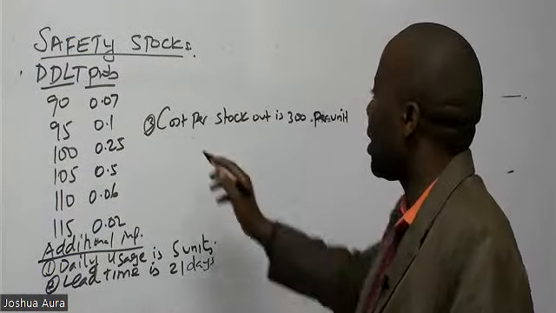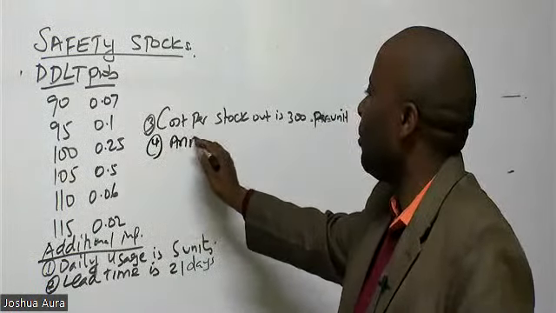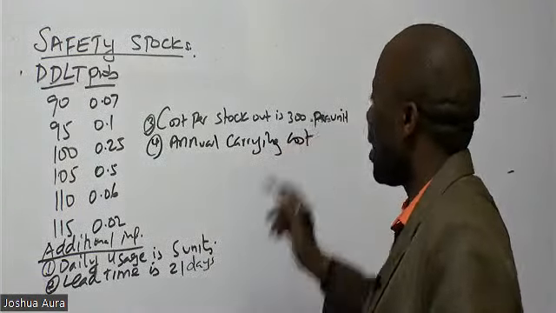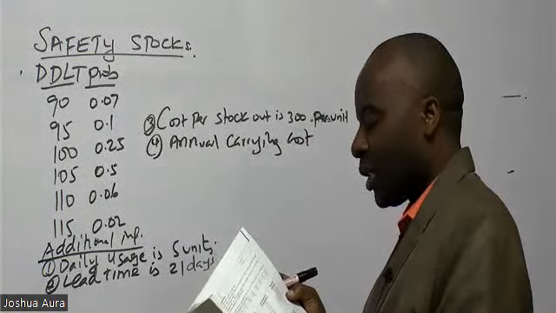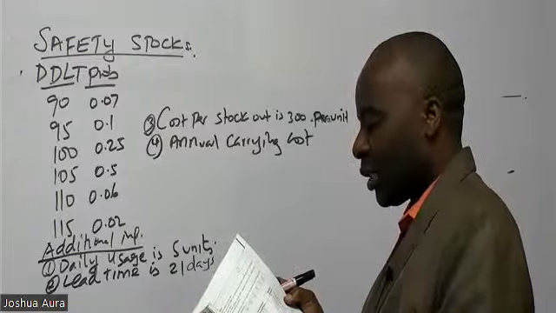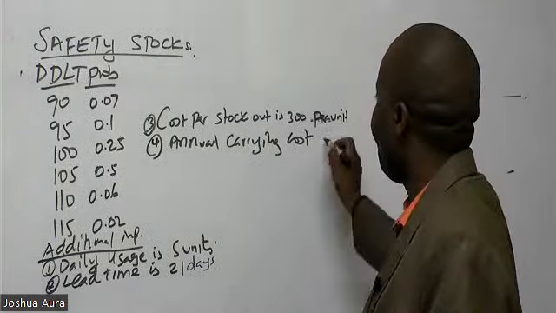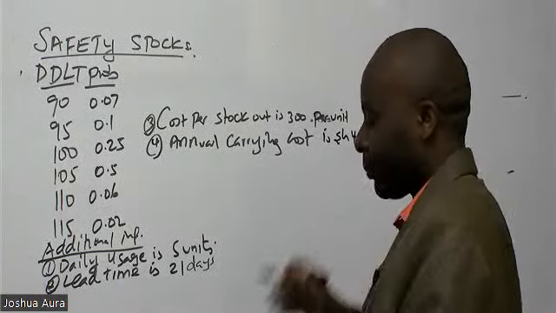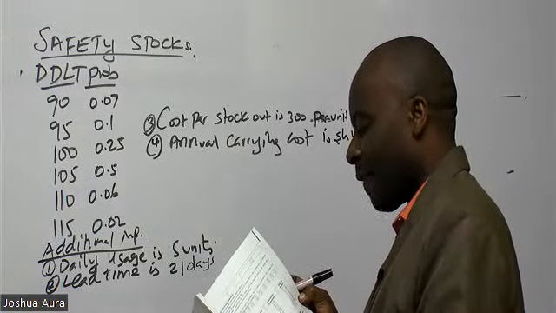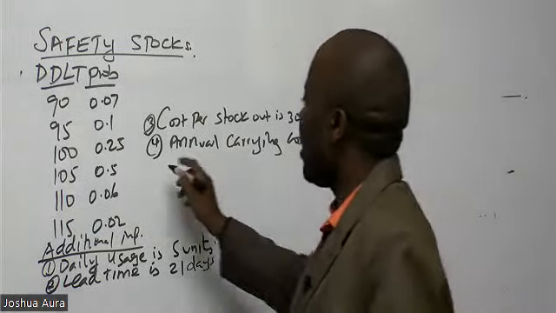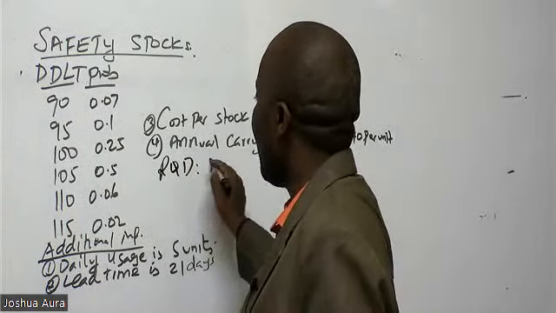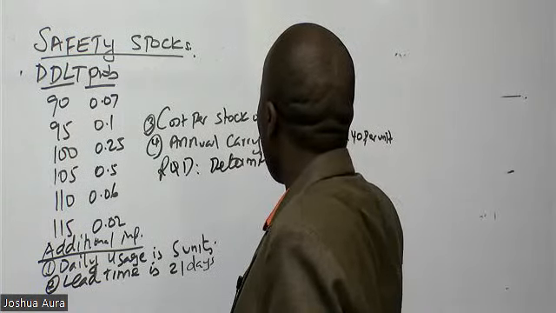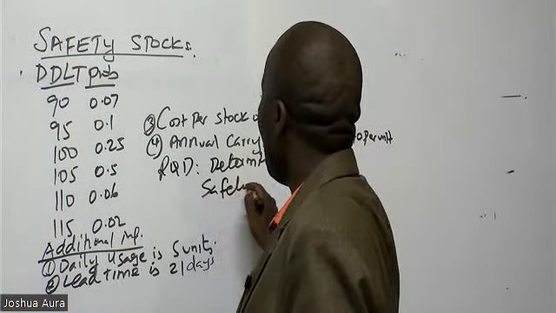The carrying cost, number 4, annual carrying cost, is 40 shillings per unit. Great. So they want us to determine the optimal safety stock.